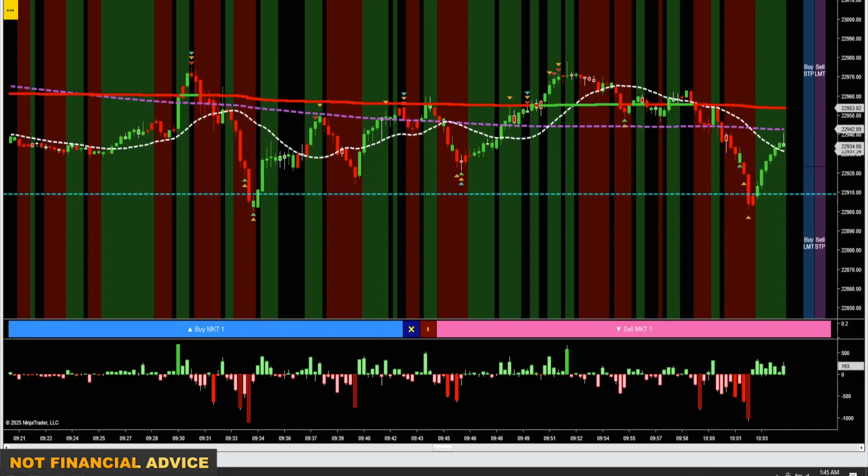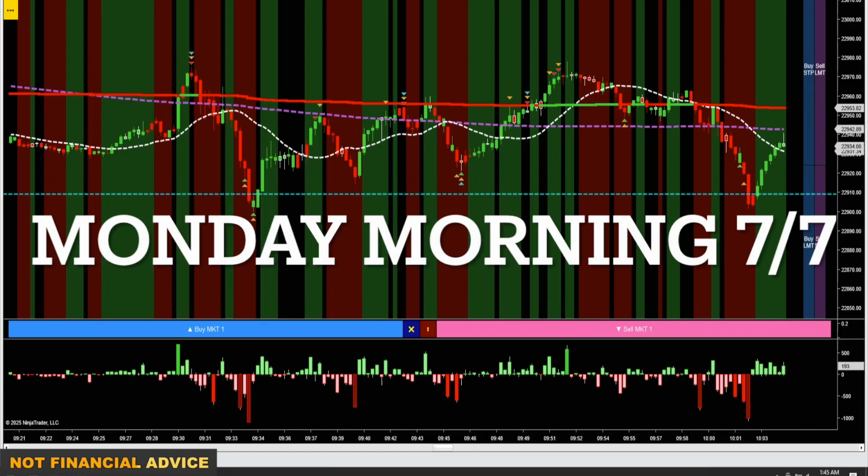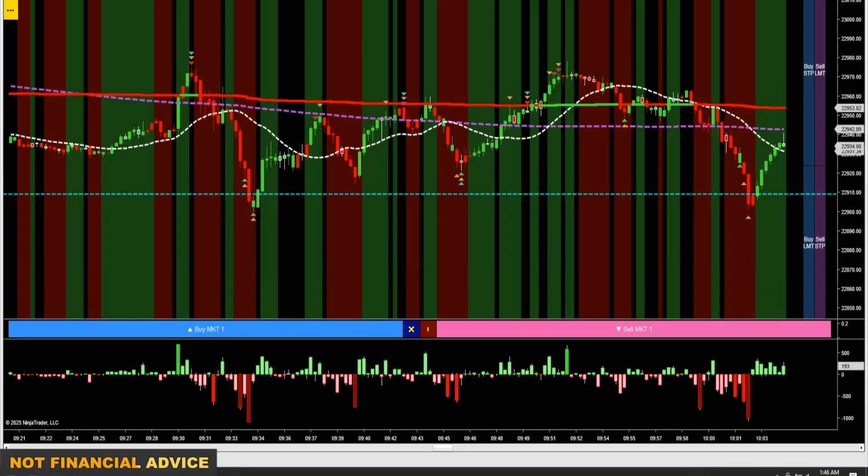So here's the same Delta and Divergence chart setup on a 15-second chart. This is the price action from this morning during the New York Open on the Micro NASDAQ 15-second chart.